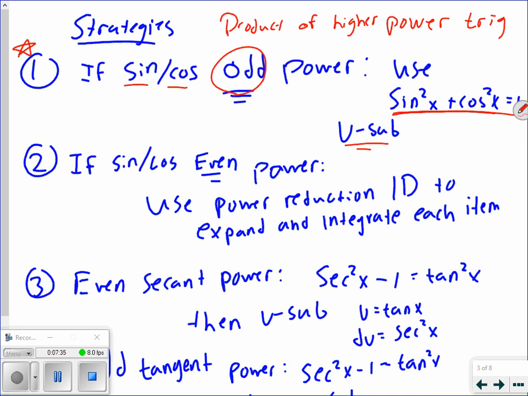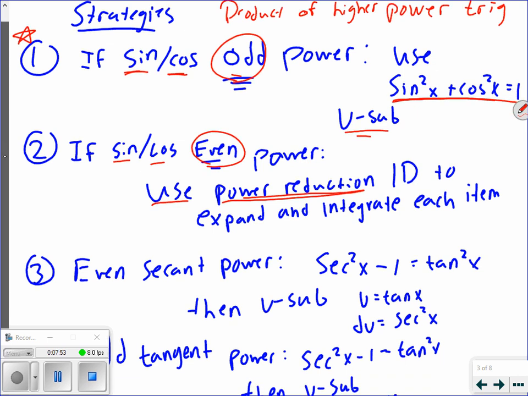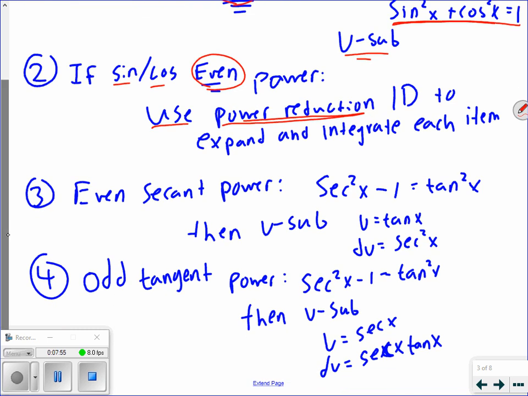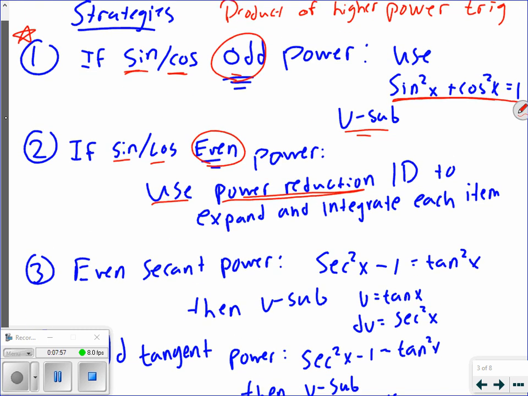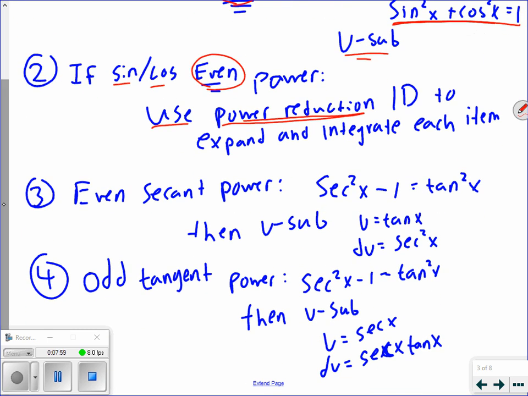Okay. Now, if that's not the case, if you don't have this situation, but if you have a sine or cosine with an even power, okay, you're going to use your power reduction IDs from the first slide to expand and integrate each item. Okay, so we're going to do an example of number 2 in a second as well. So we've already done an example of number 1. We're going to do an example of number 2.